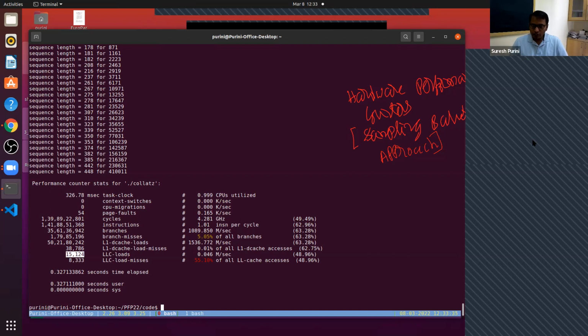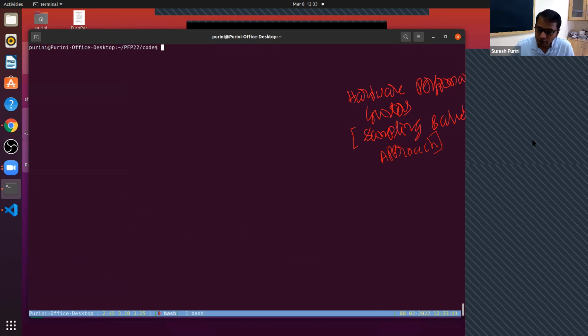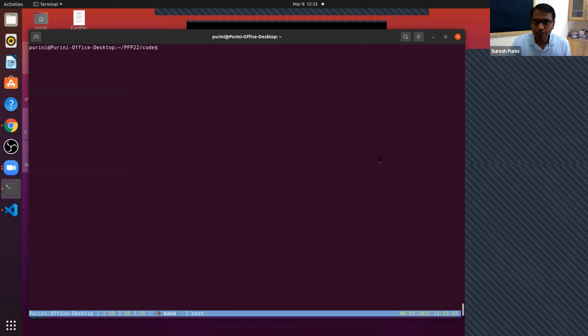Okay. So this is about hardware performance counters. And now there is one more tool which is called Pin, which does dynamic binary instrumentation. It does binary instrumentation. That is, it takes your executable and puts some hooks into your code and tries to collect some profile information. This is a very, very powerful tool.